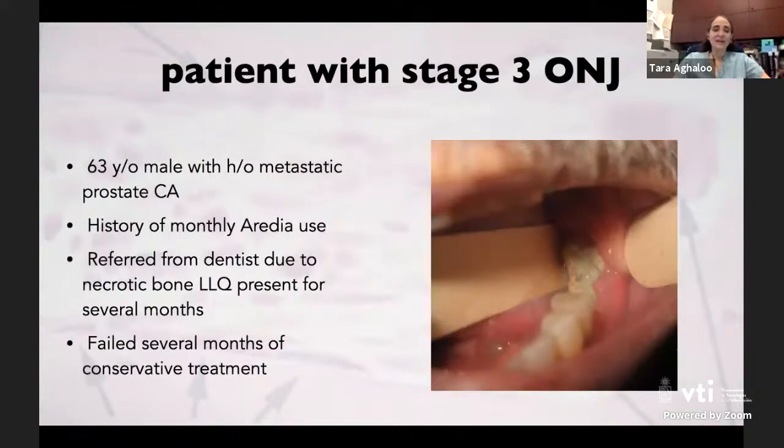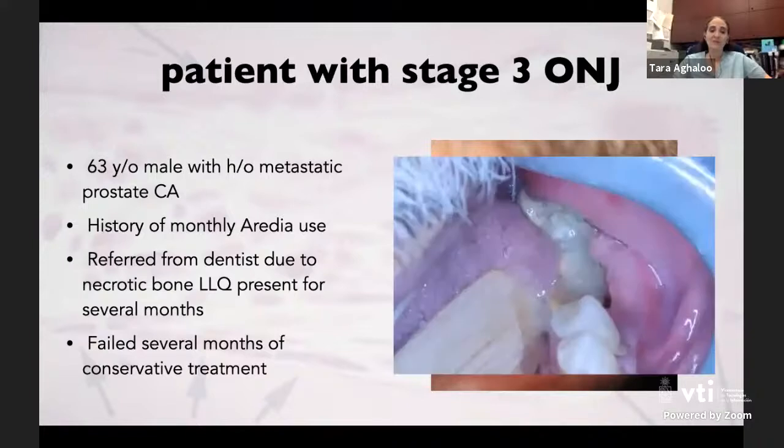This is a particular case years ago that I treated, where it is a patient who had metastatic prostate cancer. He was having pamidronate once a month, and he was referred from his dentist because he had necrotic bone and pain in the lower left area posteriorly, and he had failed conservative treatment. So when patients come to me, though, I'm always wondering, what is this conservative treatment? Is it just rinsing with Peridex? Is it just, what is it exactly? And I think that that's sometimes where we need to know a bit more information.